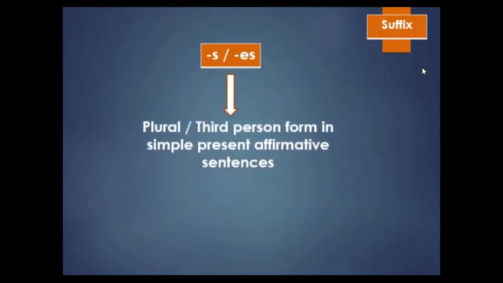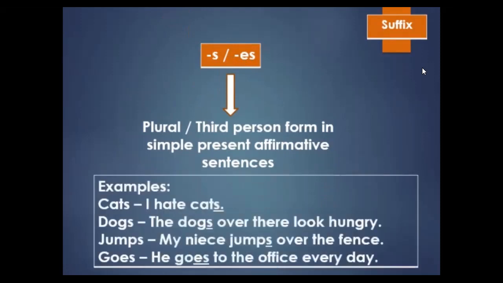In our next example, we have a very common suffix, which is S or ES. And we use them for pluralization. When you make the plural form of a noun, you can use S or ES. And also in the conjugation or inflection of verbs, specifically in the third person form in simple present affirmative sentences. In the examples, we have two pluralizations and two conjugations.